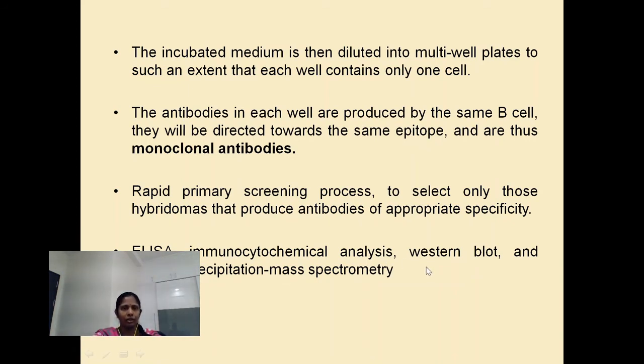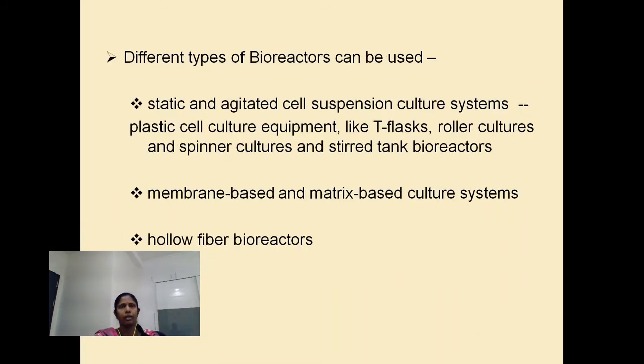Once the selection is done, the hybridomas are cultured in vitro on a laboratory scale or a large scale using different methods, and antibodies are purified. Different types of bioreactors can be used for large scale multiplication of such selected hybridomas, which involves various strategies like the static and agitated cell suspension culture systems.